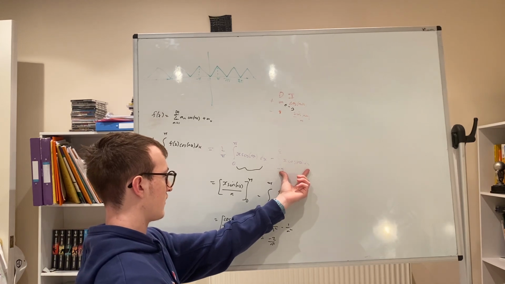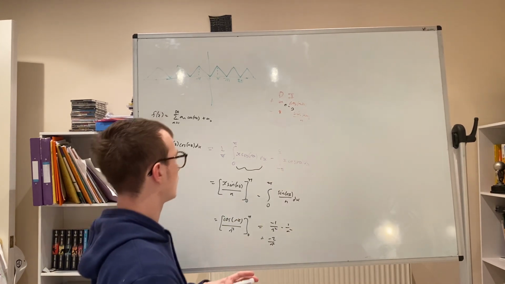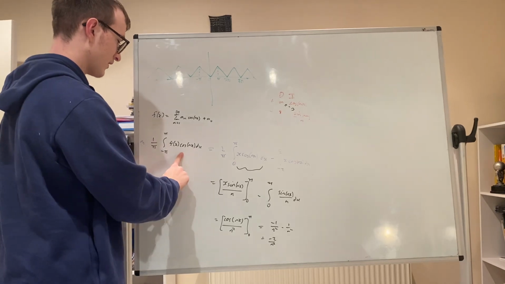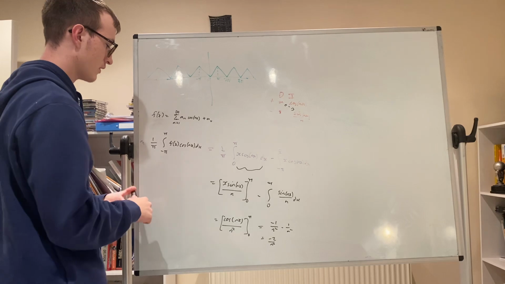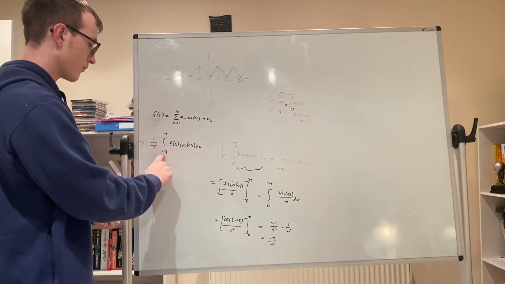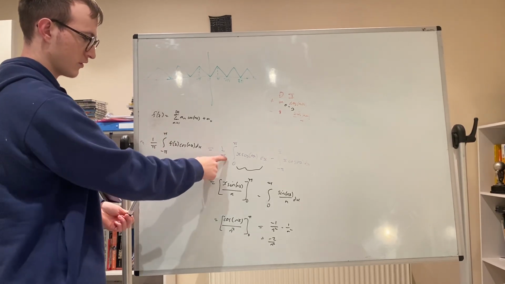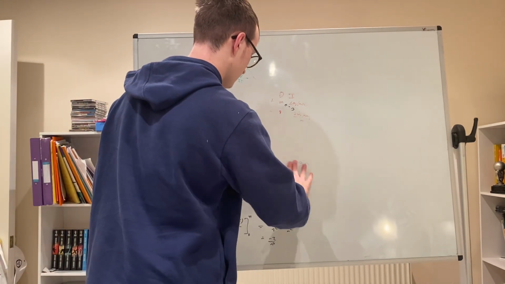This integral here, in fact, what would have been better is noting that because f of x is even and cosine of x is also even, we could just say that the integral from minus pi to pi is the same as 2 times the integral from 0 to pi. Yeah, that would have been better.